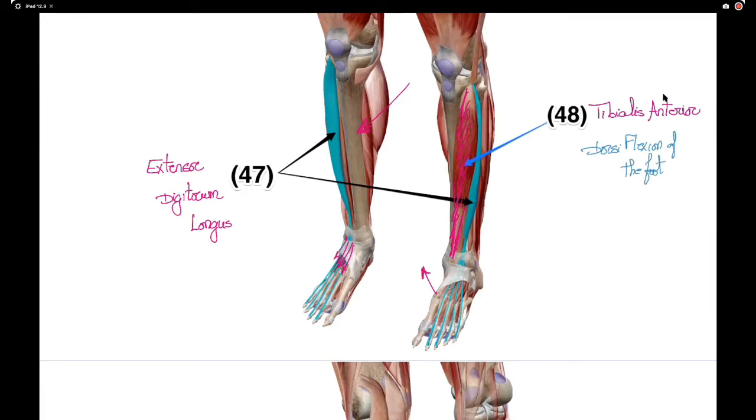The extensor digitorum longus is going to be pulling the toes, the lateral 4 toes, upwards like this. So this will help what movement? Again, dorsiflexion. But this time it's dorsiflexion of the lateral 4 toes.